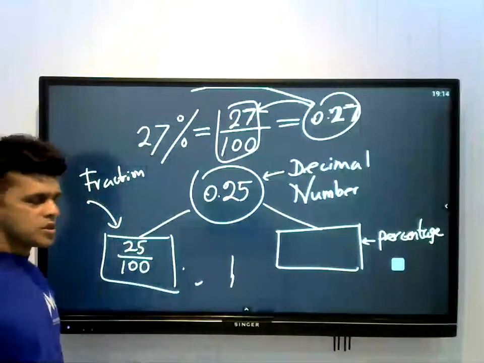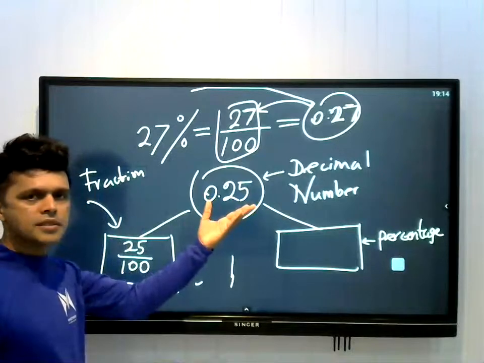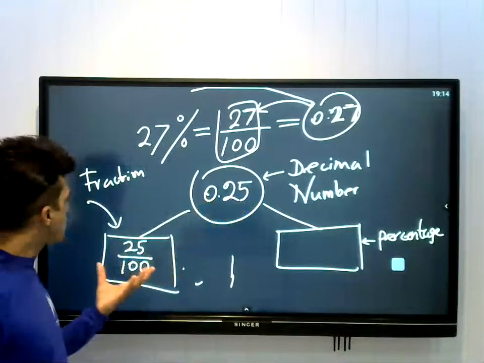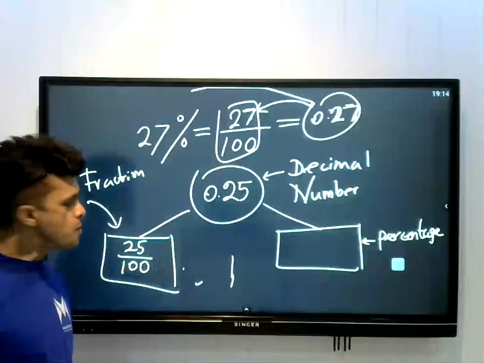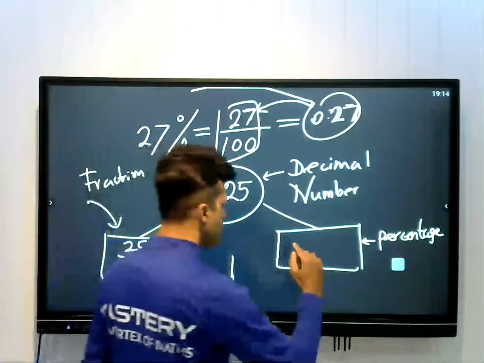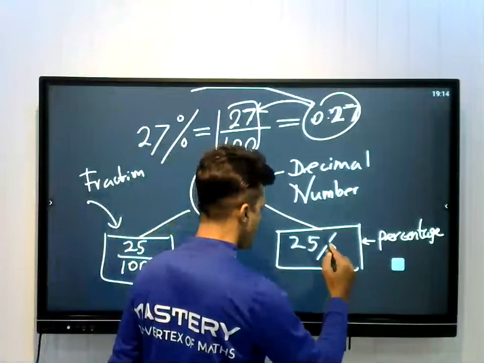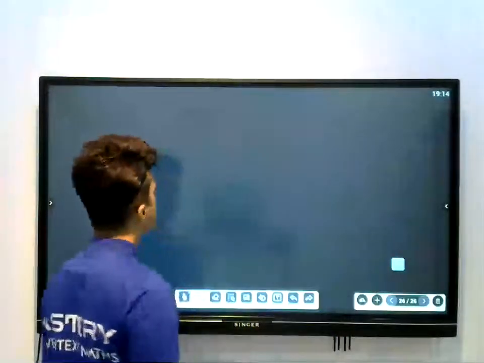So you could see this 0.25. This is a decimal number. The related fraction is 25 over 100. The related percentage should be 25 over 100 means 25%. Let's do this sum.